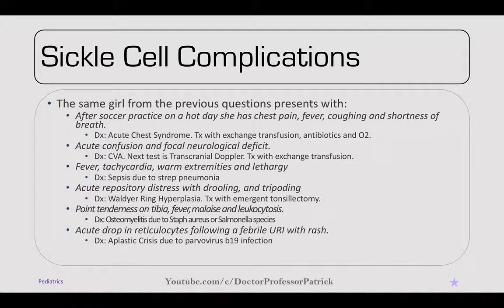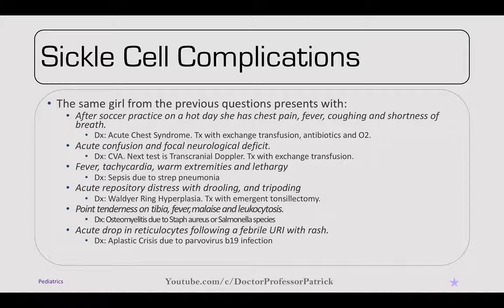So some of these complications. Say after soccer practice on a hot day, she has chest pain, fever, coughing, shortness of breath. This could be acute chest syndrome. You need to treat with exchange transfusion, antibiotics, and oxygen immediately. Next, if she presented with acute confusion and focal neurologic deficits, this could be a stroke, and you would need a transcranial Doppler, and you would treat with exchange transfusion.